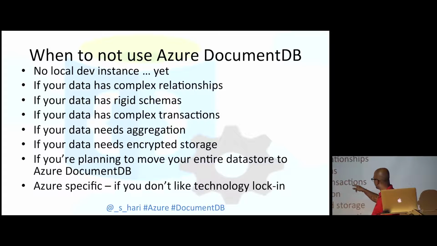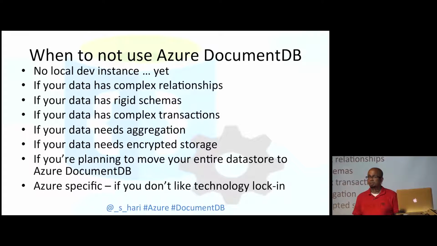This is one of the important points. Your data needs aggregation. Azure DocumentDB is schemaless, which means that let's say you have a table called employee, and it has the columns first name, last name, and email address. You can store that. The next record that comes in may only have first name and last name. The next record will have first name and email address. So you can store all of that, and Azure DocumentDB will take it.